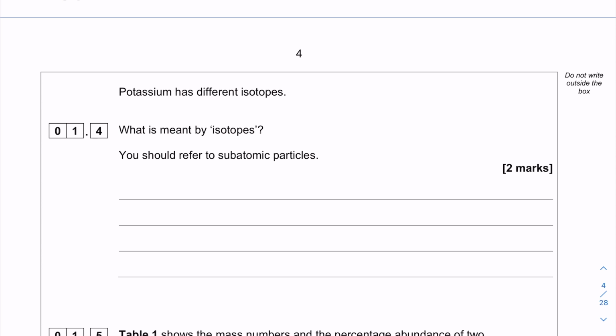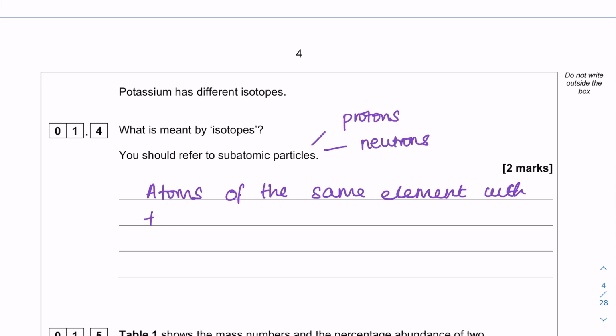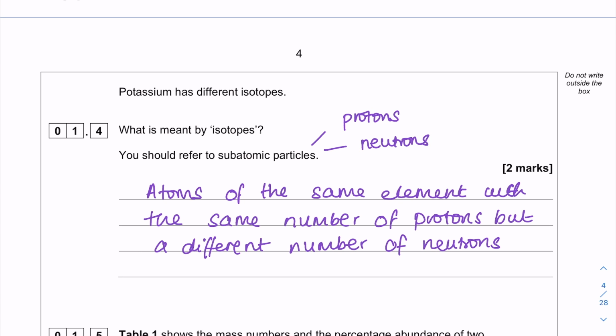Potassium has different isotopes. What is meant by isotopes? You should refer to subatomic particles. So that means we need to talk about protons and neutrons in our answer. So let's define it. Atoms of the same element with the same number of protons. Remember, they must have the same number of protons to be the same element, but a different number of neutrons. So other definitions of isotopes, we'll talk about them having the same atomic number but different mass number, but it's the fact that they wanted us to refer to subatomic particles, which is why I mentioned both protons and neutrons here.